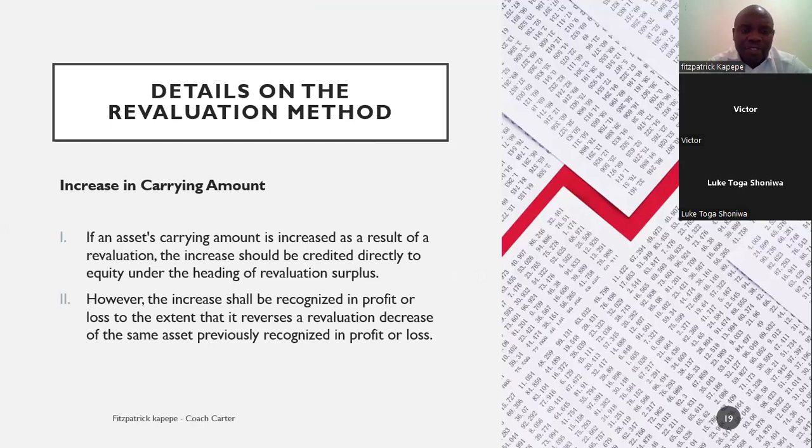Increase in carrying amount. So if an asset's carrying amount is increased as a result of a revaluation, what do we do? We know that to balance it, that component, the incremental or delta, as they would call it, which is just an incremental component, must be credited to equity. So credit equity, that is what you do.